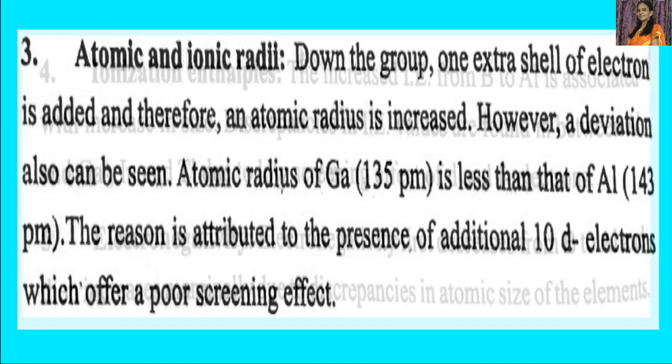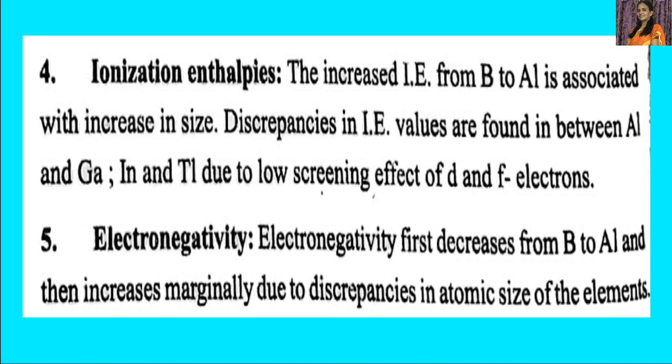Now next, ionization potential, or ionization enthalpy, or ionization energy. The decrease in ionization energy from boron to aluminium is associated with the increase in size. As we move down the group, atomic size increases. Therefore, ionization energy should be less. The discrepancies in ionization energy values are found between aluminium and gallium, and between indium and thallium, due to the low screening effect of d and f electrons.